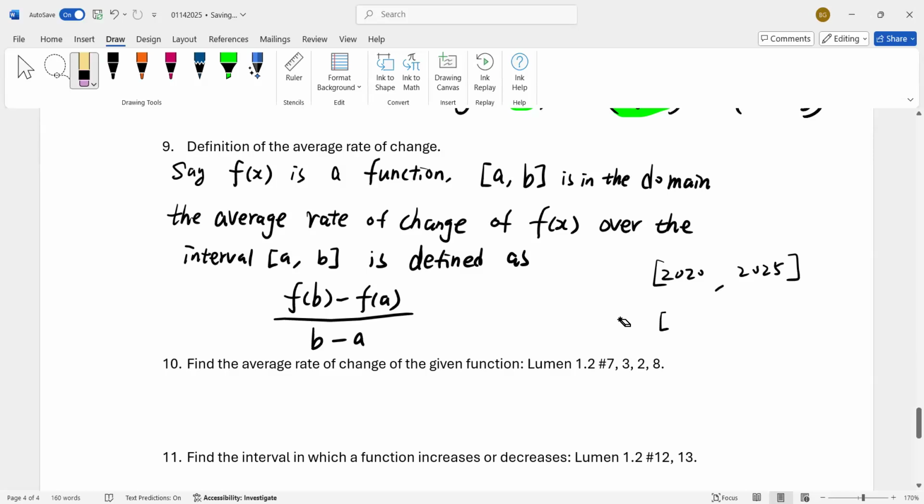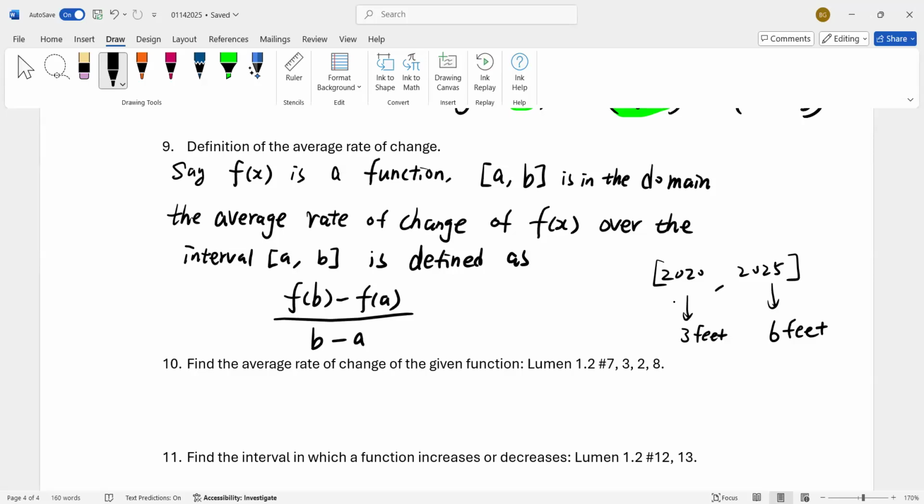So in the past 5 years, your son has grown. Let's say in 2020 he was 3 feet, but by the year 2025 he has grown to 6 feet. You see that? So over the 5 years, he has grown 3 feet, right? Then what's his average rate of change? What's his average yearly growth?